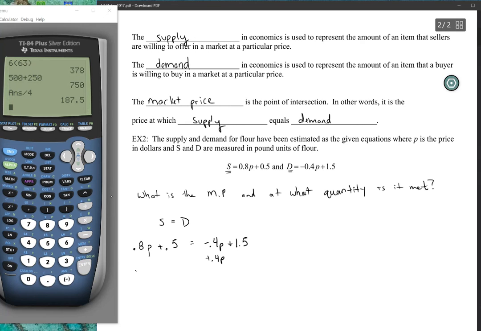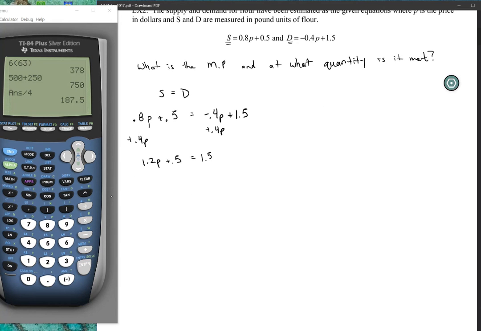So we're going to add the like terms. That's 1.2p plus 0.5 is equal to 1.5. Yep. Scroll up here. Subtract our 0.5. 1.2p is equal to 1, and divide by 1.2. So we do have some decimals we're dealing with here, but that's okay.